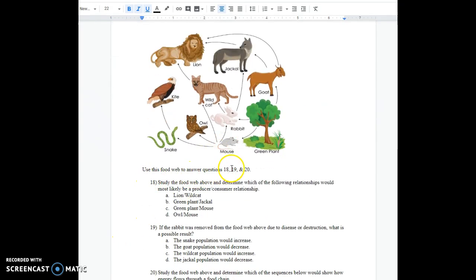Use this food web to answer questions 18, 19, and 20. 18. Study the food web above and determine which of the following relationships would most likely be a producer-consumer relationship. A. Lion, wildcat. B. Green plant, jackal. C. Green plant, mouse. Or D. Owl, mouse. So producer first, consumer second.